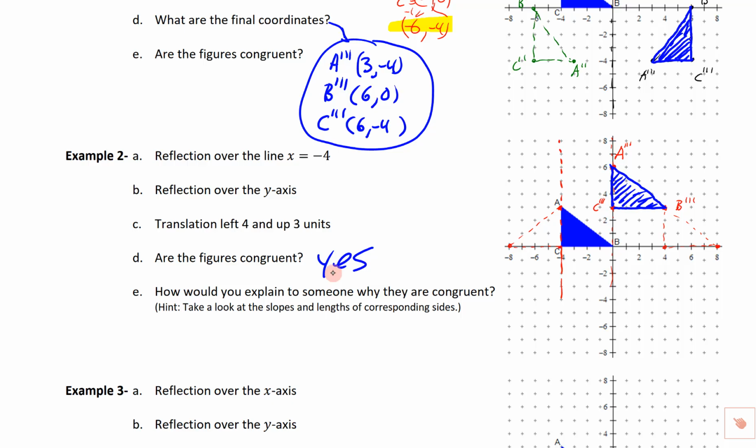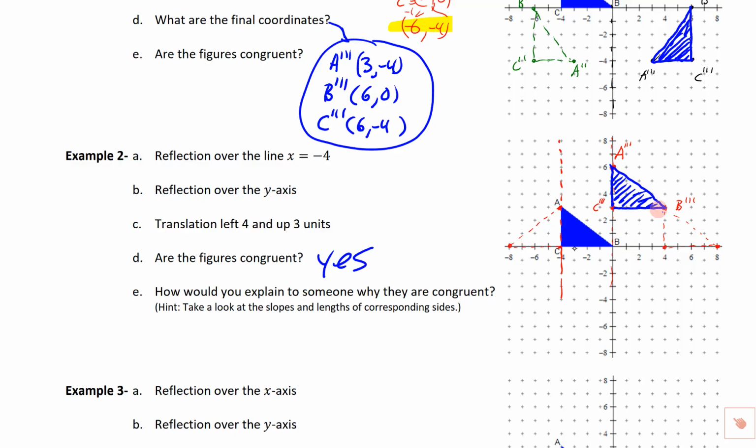And how would you explain to somebody why they are congruent? So we could make these kind of informal arguments that we were talking about before, like, look, the distance from here to here and the distance from here to here, and this angle looks the same as that angle right there. But we can physically count off some of these. We could say, look, 1, 2, 3, 4, 1, 2, 3, 4. So those are definitely congruent.